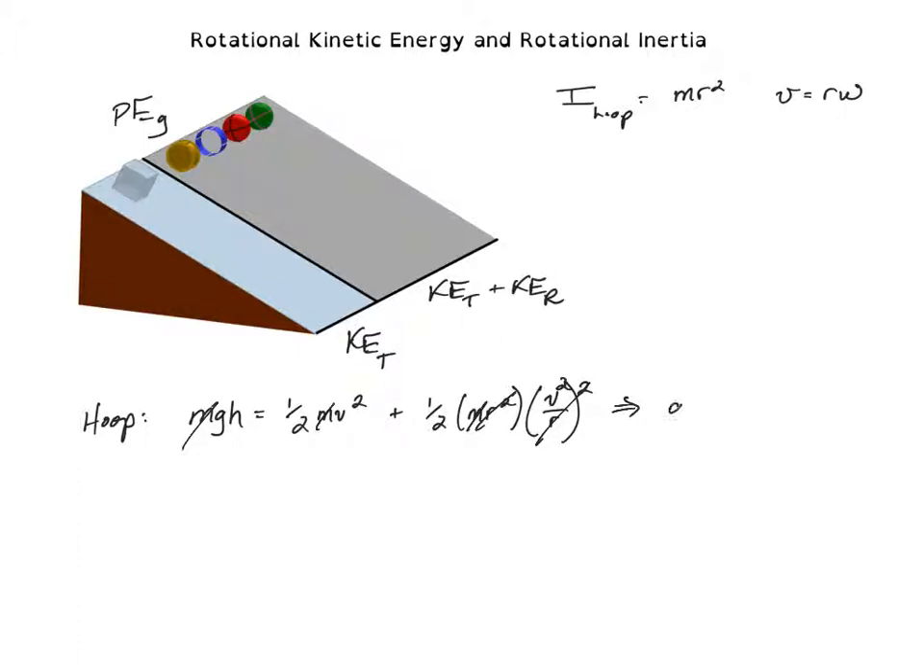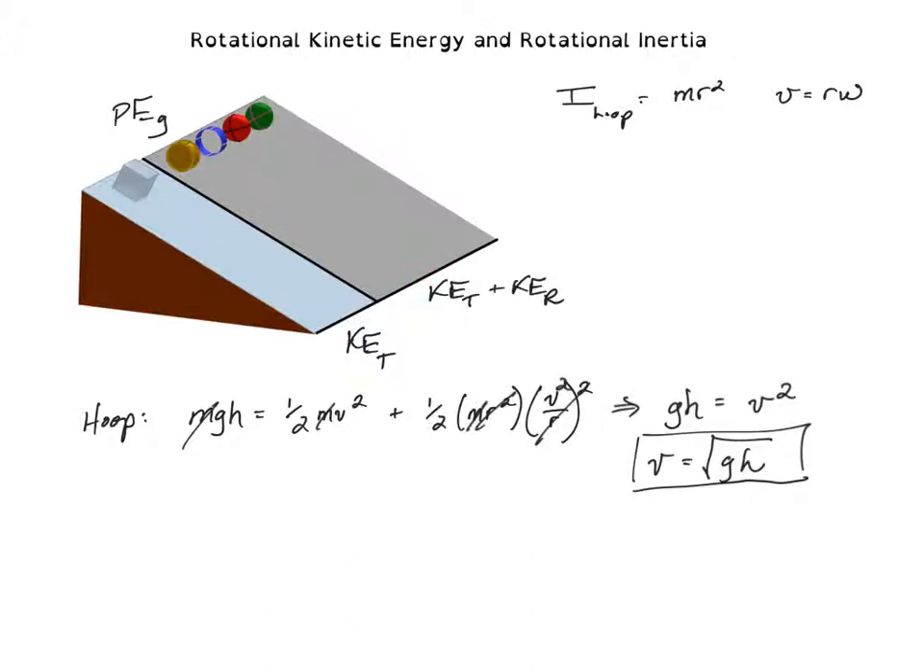So what I'm going to end up with here is gh is equal to v squared. That then gives me a translational velocity for the hoop of the square root of the acceleration due to gravity times the height. All right, so that's how fast that hoop is moving at the bottom of the ramp here.